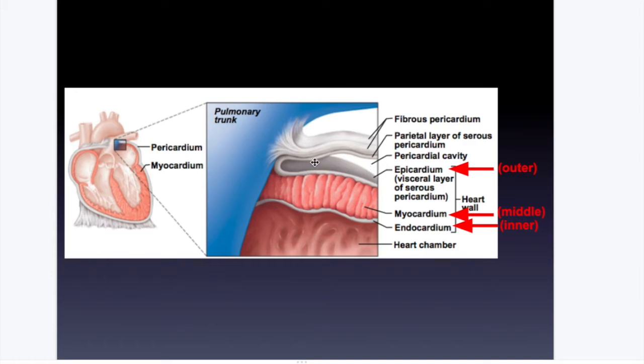On the outside of the heart here, we would have the epicardium, and that's going to be the visceral layer of the serous pericardium. Here you can see the fibrous pericardium on the outside, and then this cavity in here is where that serous fluid would be that we mentioned. In here, that would be the inside of the heart. So you can see heart chamber. It's an open space inside there, and that is lined with the endocardium. So it's the inner part of the heart wall.